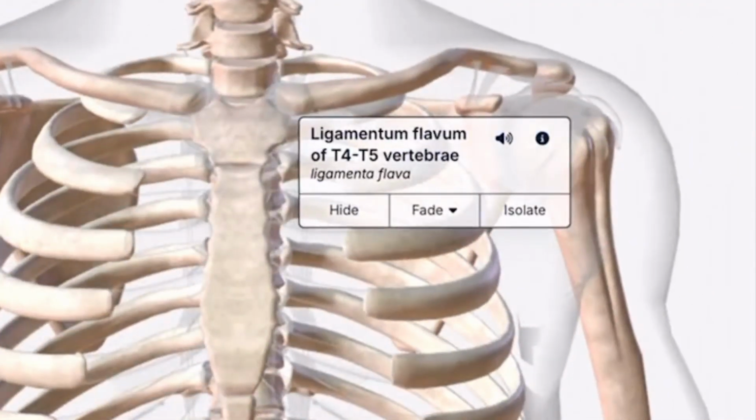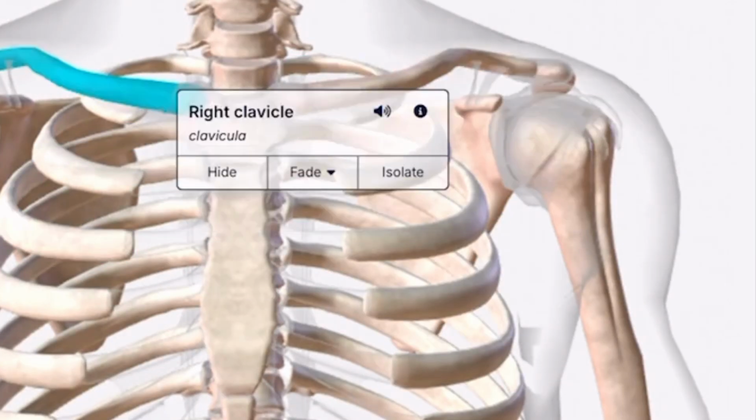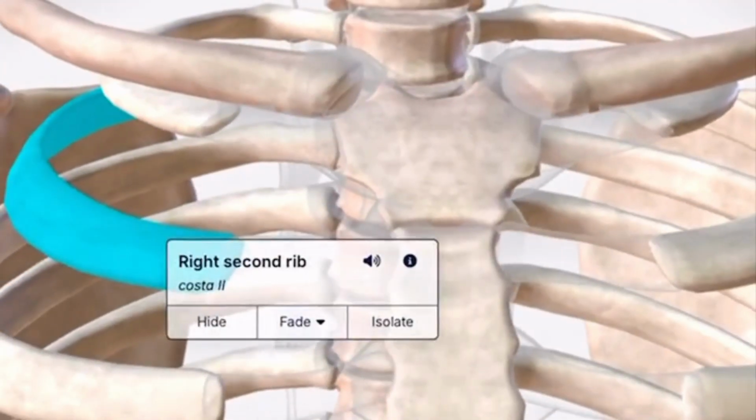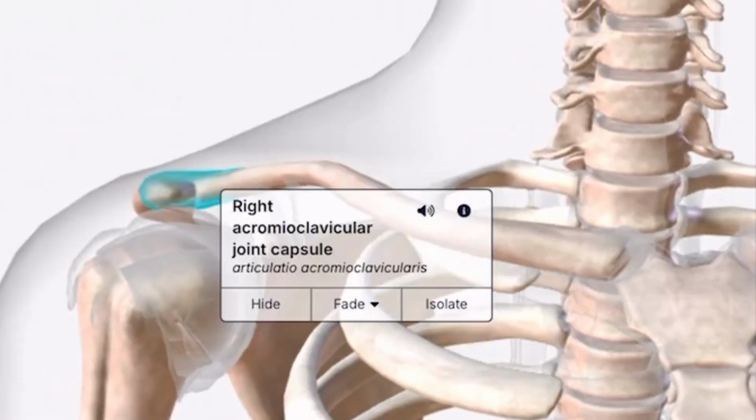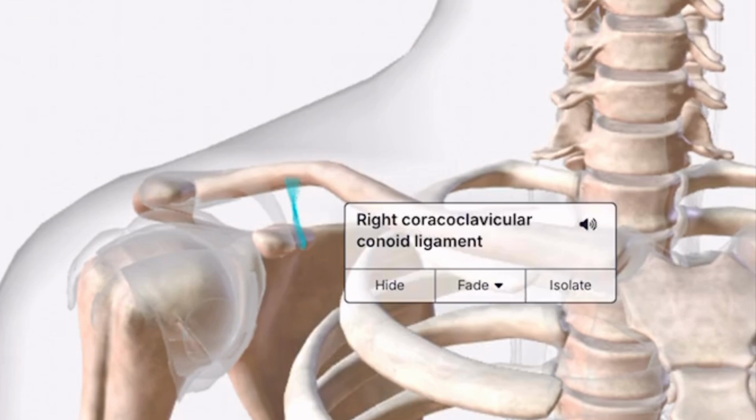Clinical anatomy of the chest and shoulder is the study of fixed landmarks and predictable forces. When structure is understood, injury patterns are no longer random. They are expected.